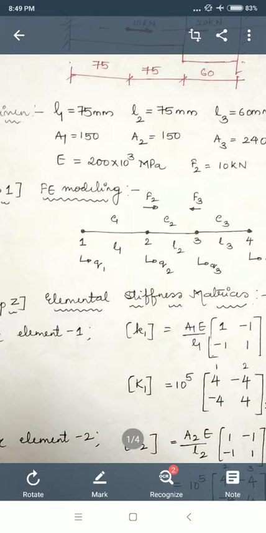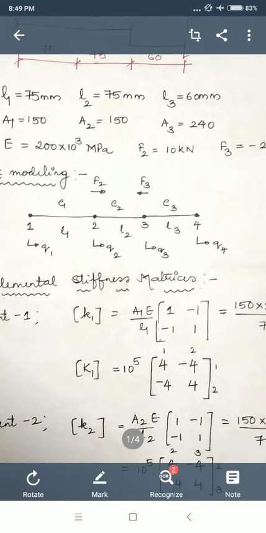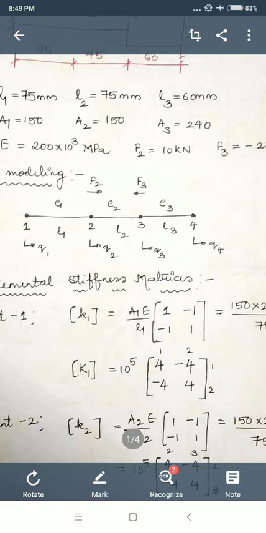Next step is the elemental stiffness matrix. General equation is like this: K equal to AE upon L, [1 -1; -1 1]. Here suffix 1 I have written because it is the stiffness matrix for element number 1. K1 equal to A1 E1 upon L1.